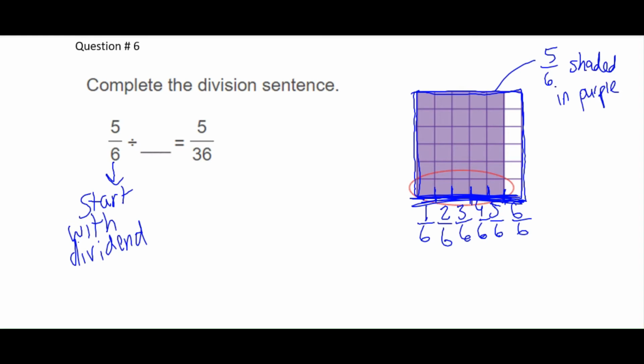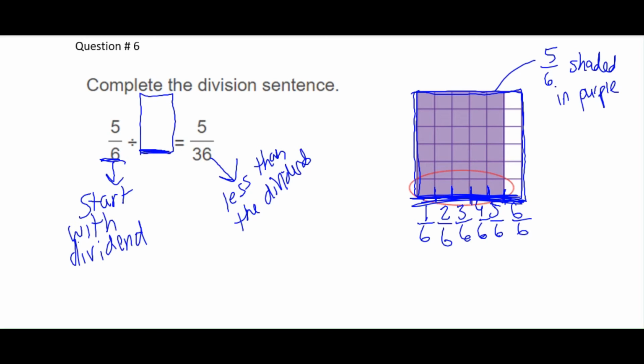And then we will take that 5/6 and divide it by a number. Now this number is going to be a whole number right here because this quotient is less than the dividend. Because the quotient is less than the dividend, so 5/36 is less than 5/6. Because the quotient is less, I know that I had to divide by a number that's greater than this number right here, which is a whole number.